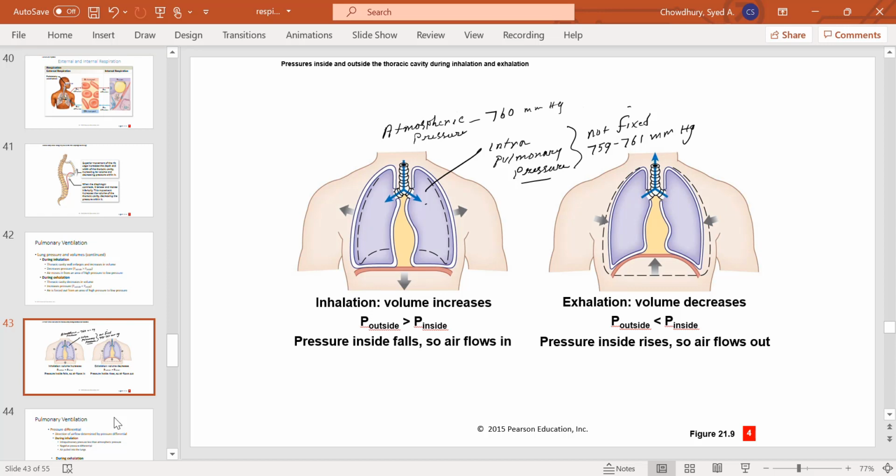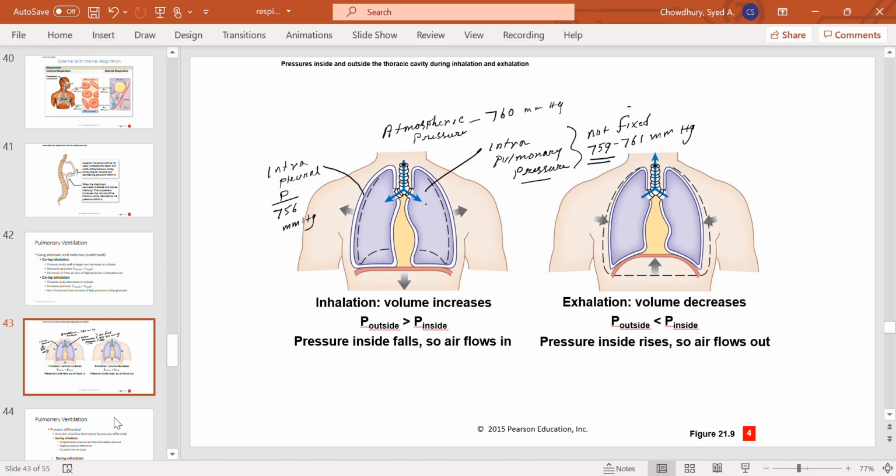And now there is another pressure. You remember between the parietal and visceral layers of the pleura, you have the space, and in that space, the pressure is called intrapleural. Makes sense? Pleural pressure, and this pressure is always less than intrapulmonary pressure or intraalveolar pressure, and that pressure is 756 millimeter of mercury.